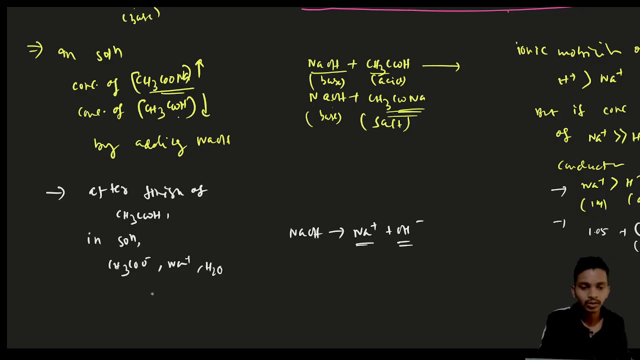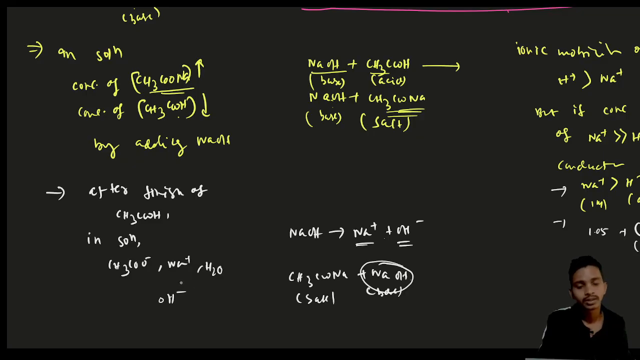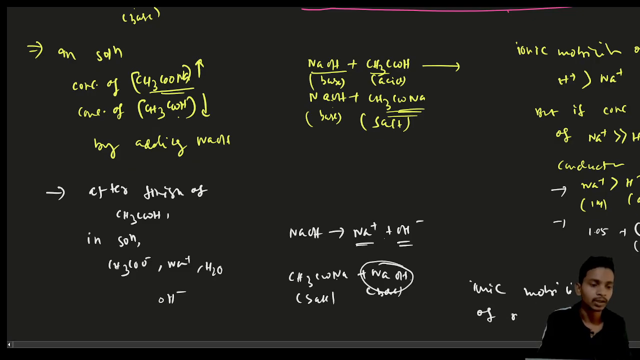Then what happened? In the solution OH minus is coming, because this does not react with CH3COONa, because this is a base and this is a salt, so no reaction happens. Only OH minus concentration increases in the solution, and this is also a huge amount because this is a strong electrolyte, and we know the ionic mobility of OH minus is greater than Na plus.